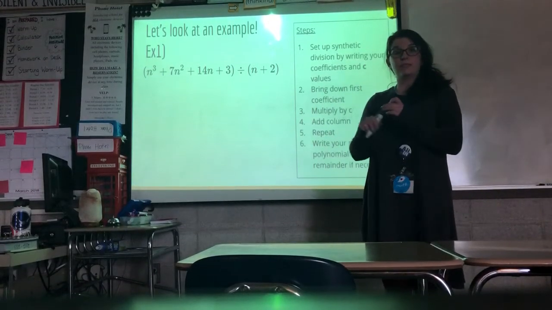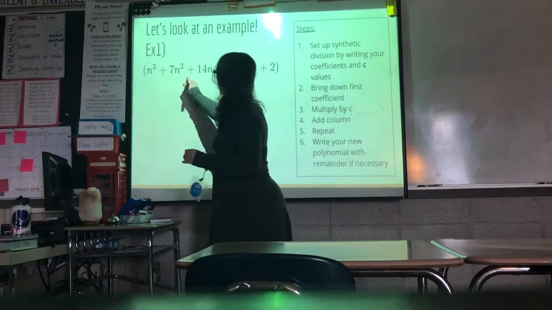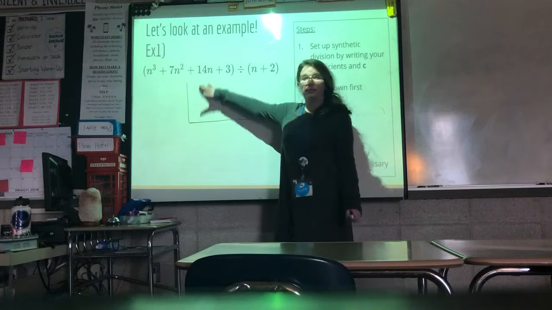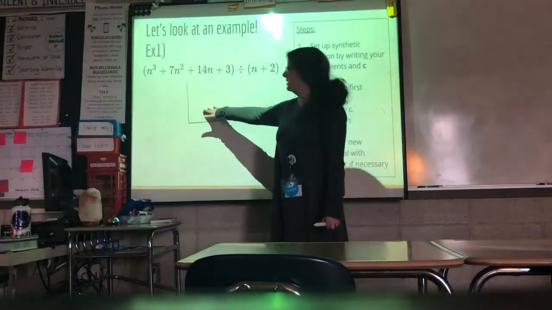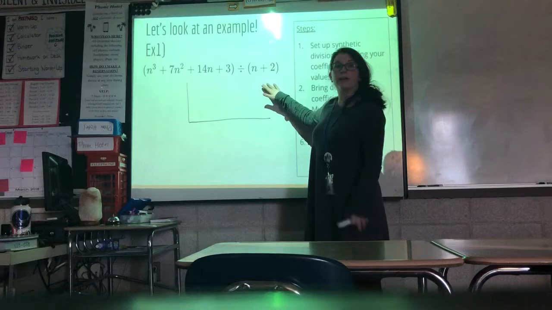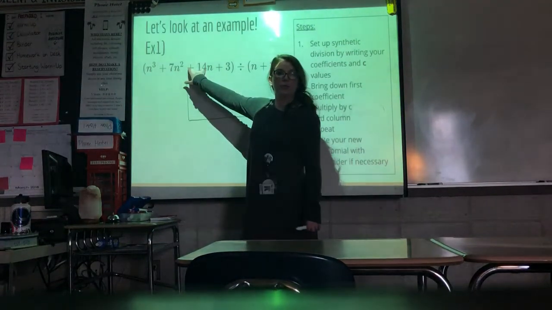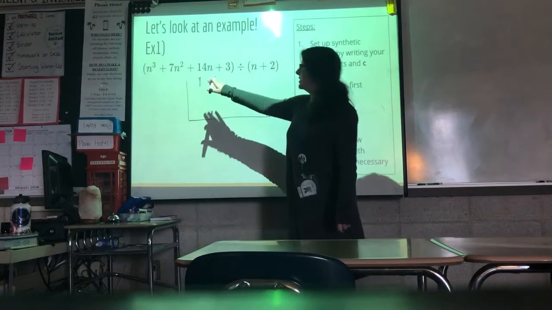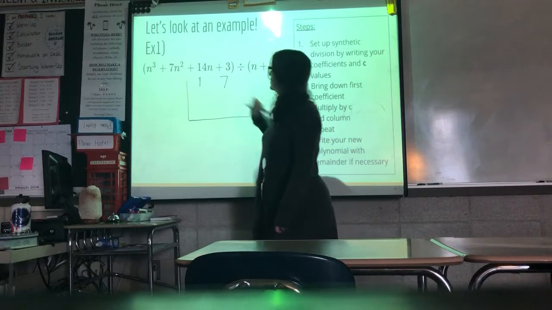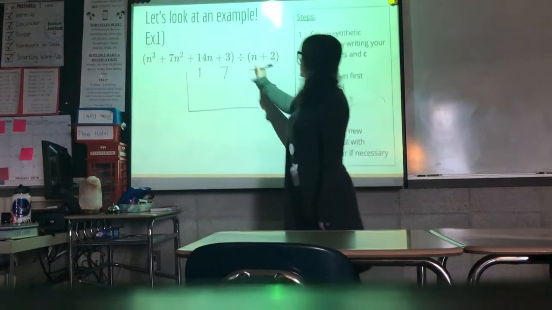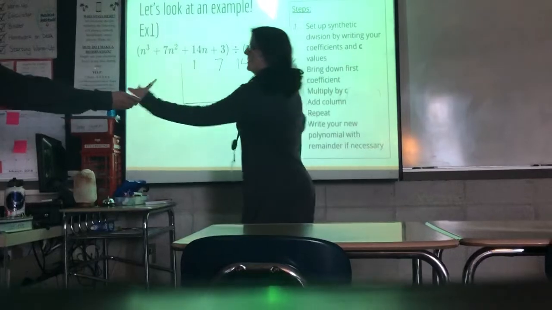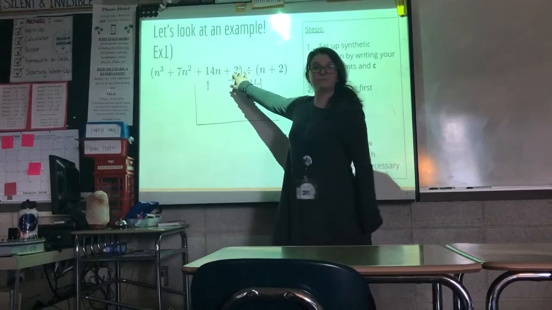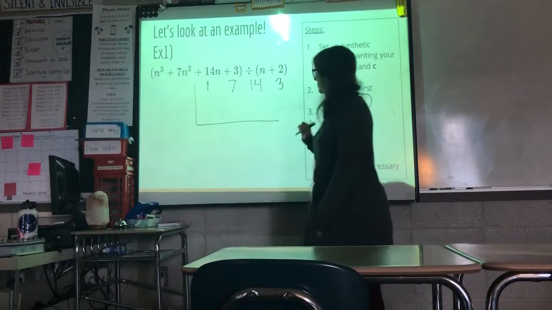The way we set up synthetic division is with this crazy looking L. We want enough space because we're going to end up having 2 lines. On the top line, we write all of the coefficients from our polynomial. n to the third power has a coefficient of 1. n squared has a coefficient of 7. n, the linear term, has a coefficient of 14. Thank you, switching the markers for you. And finally, our constant term is just 3, so we write that right there.